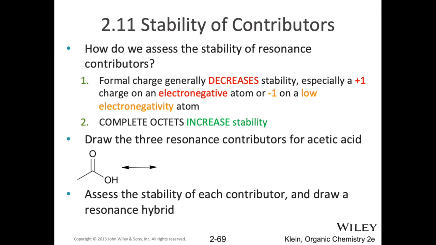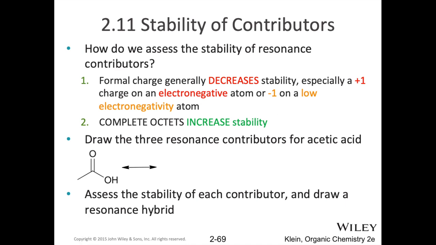What also makes these unstable is when you have formal charges on the wrong type of atom. For example, if you put a positive charge on a relatively electronegative atom, like an oxygen, that's pretty unstable. And vice versa. If you have a negatively charged atom that normally has a pretty low electronegativity, that also doesn't make as much sense. Generally speaking, a complete octet will also increase stability.